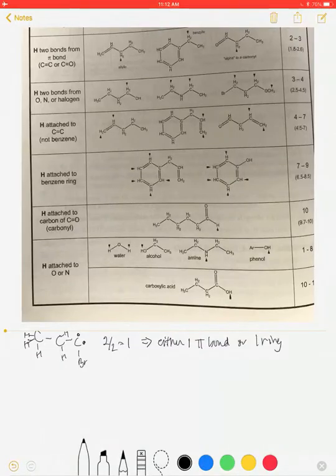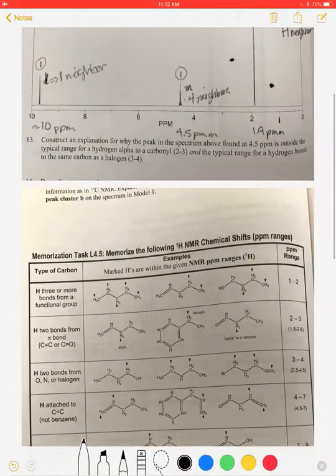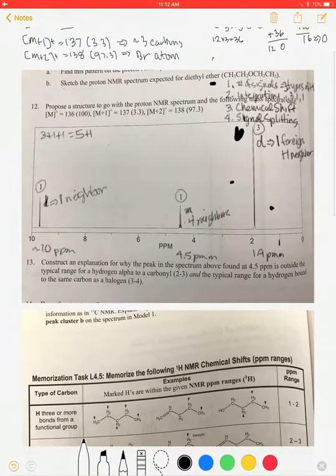Bond or one ring. Okay. Yeah. So we've got a double bond or a ring. So let's go back up here and go through. We've got one number of signals. So that gives us 3 different types of hydrogens. Integrations, we've got 3 and 1 and 1.